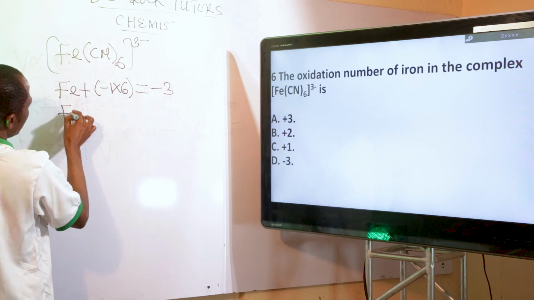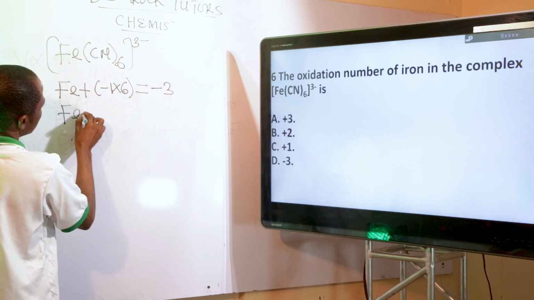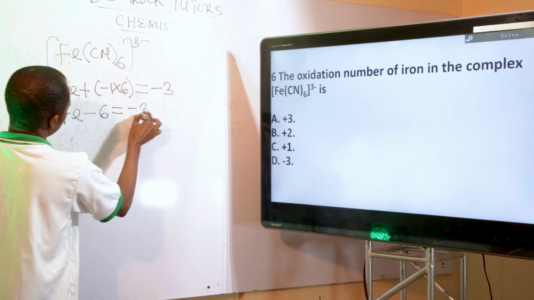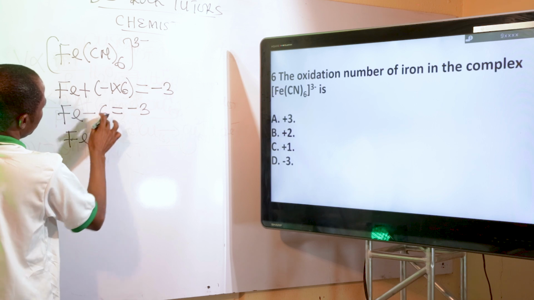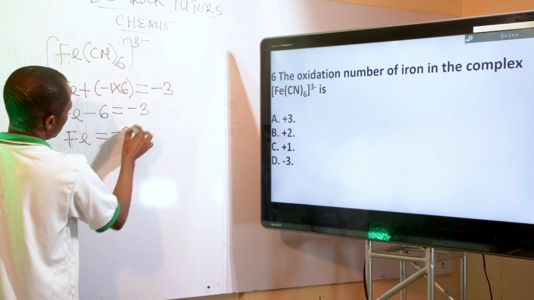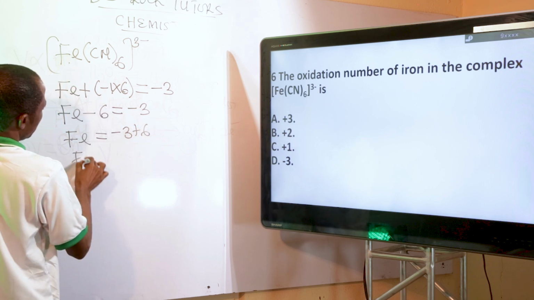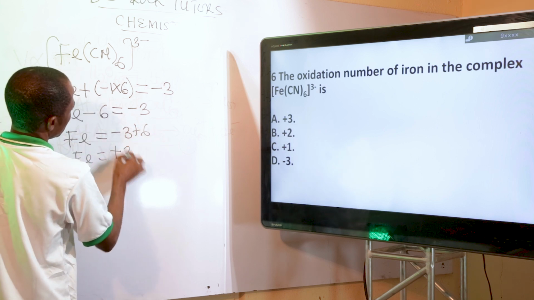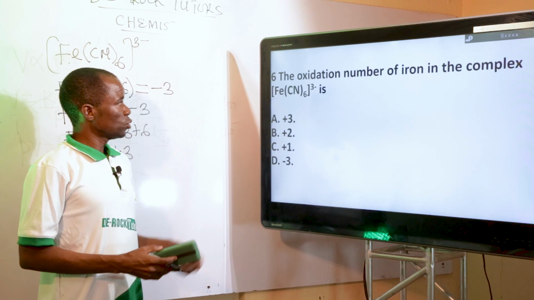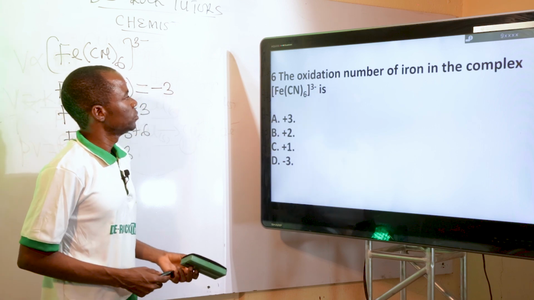Then here we now have Fe plus -1 times 6, that's -6, is equal to -3. And then Fe, if it takes -6 to the other side, it becomes +6. That becomes -3 plus 6. And then Fe now is equal to +3. So the oxidation number of iron in this complex is +3. Let's go to number 7.